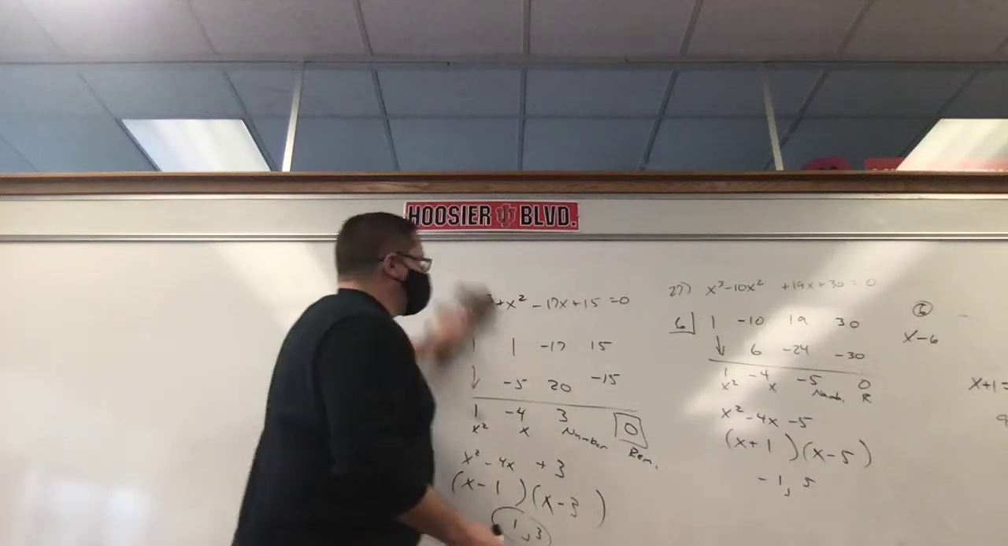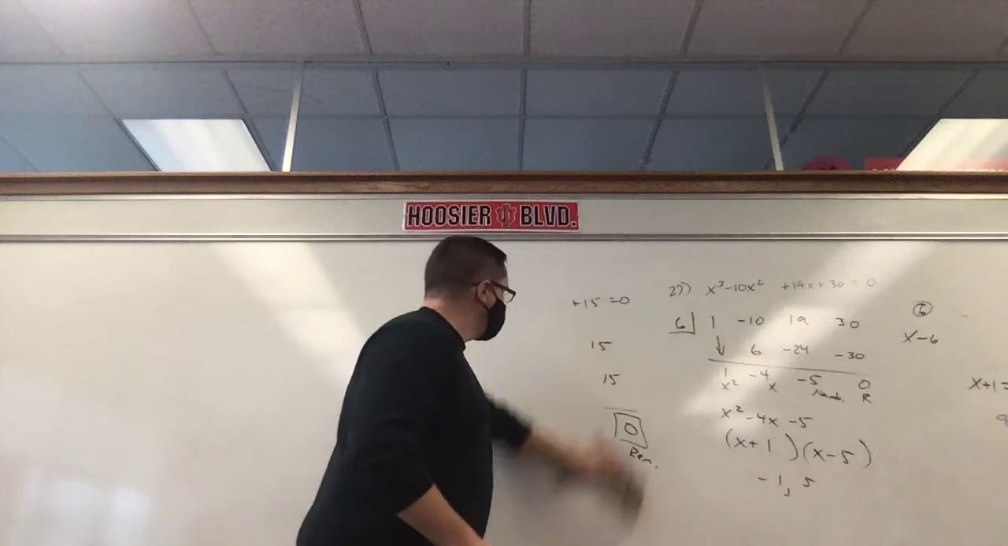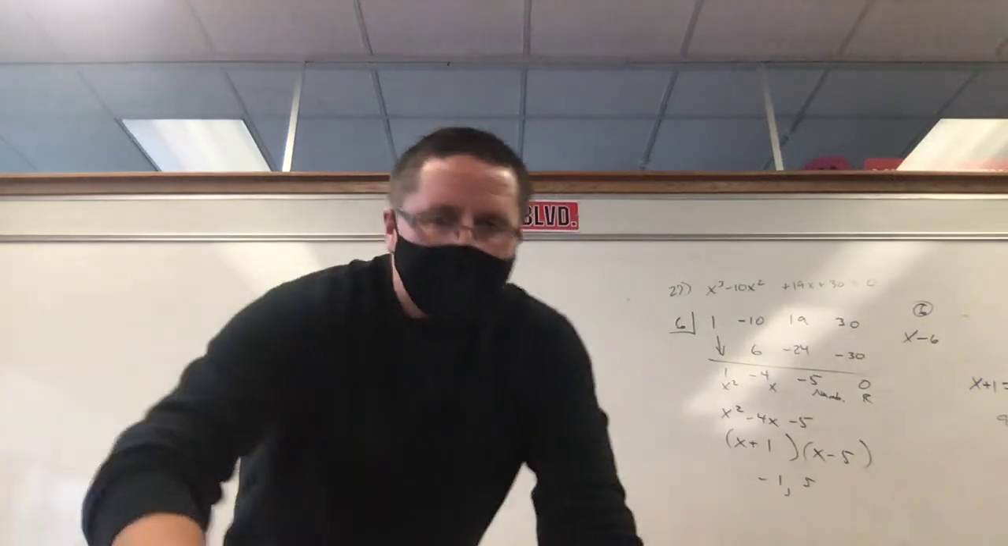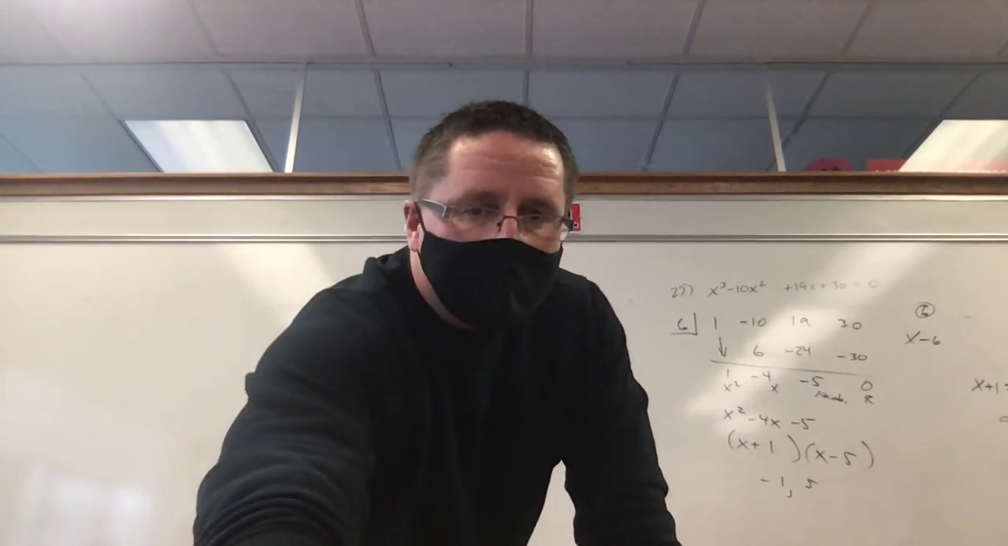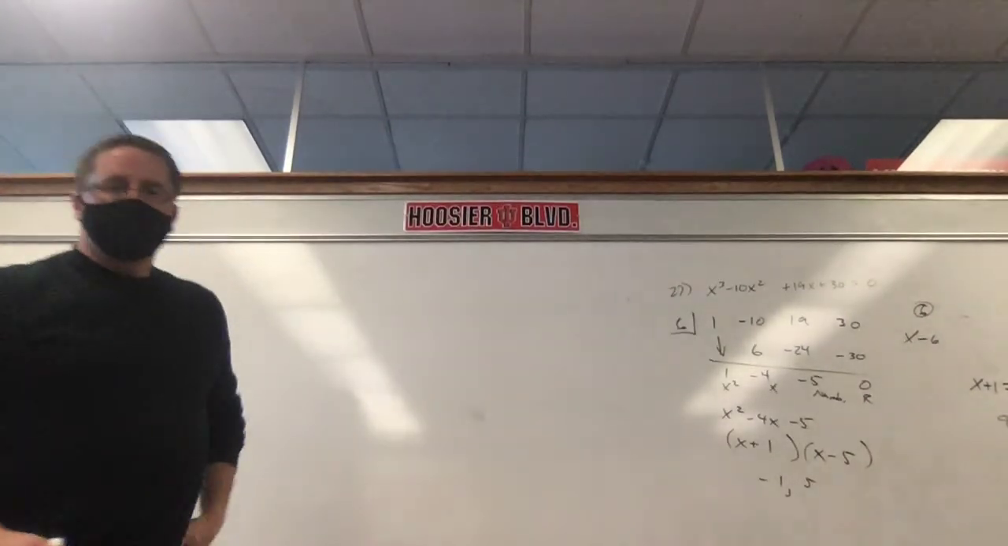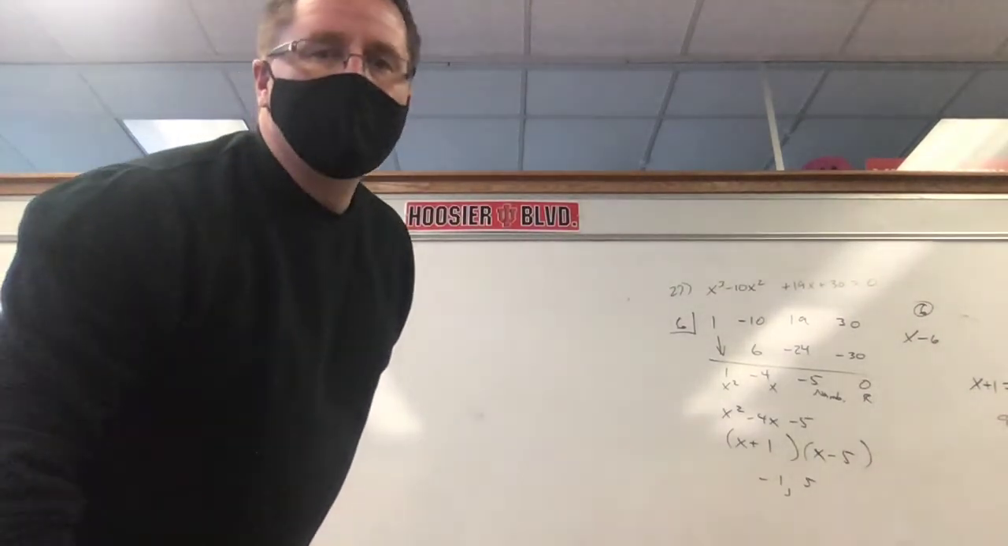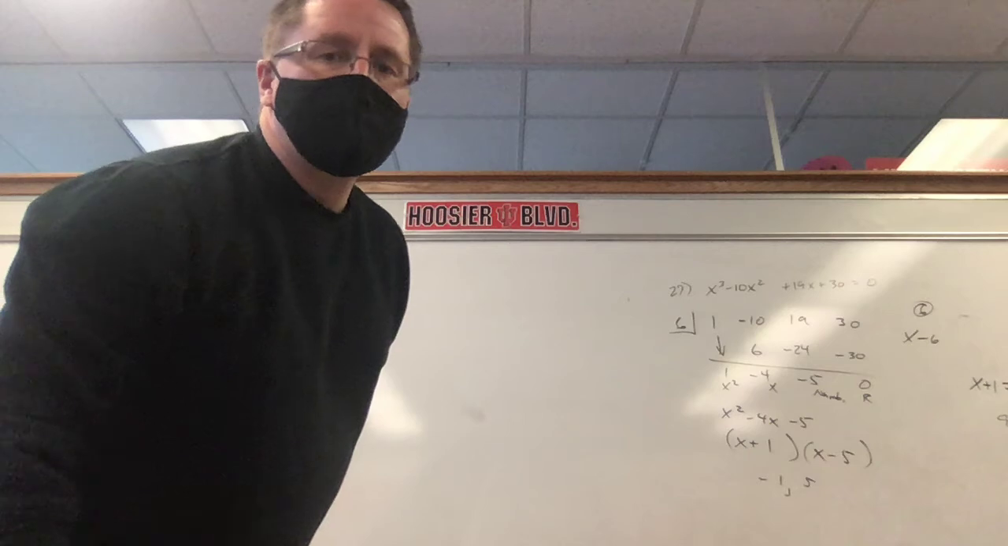Okay, let's try a few more. 27, 29, I think is next. Alrighty, 29. So in 29 we have, where are we at? x cubed minus 6x squared.